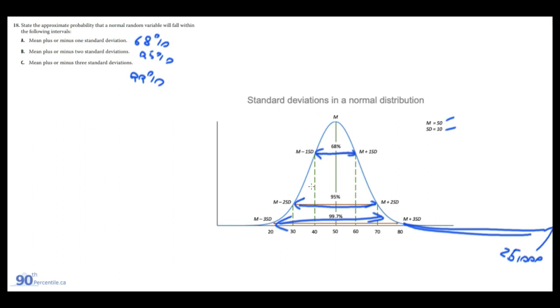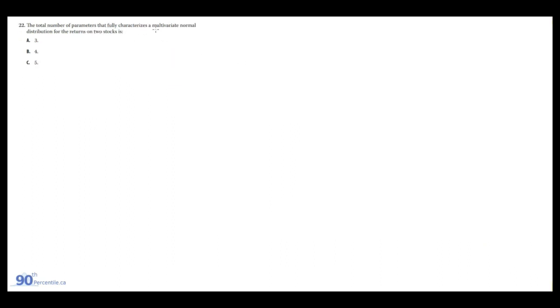standard deviations. The total number of parameters that fully characterizes a multivariate, so multivariable, normal distribution for the returns of 2 stocks is what? So what is a parameter? First, the parameters of a normal distribution are the mean, the mu, the mean, and the variance.